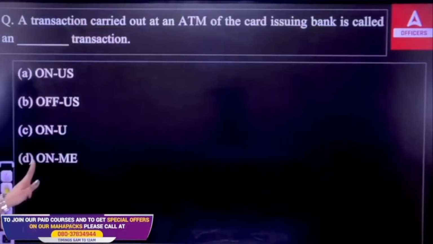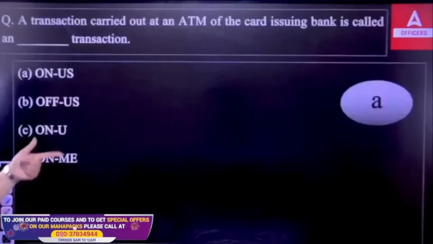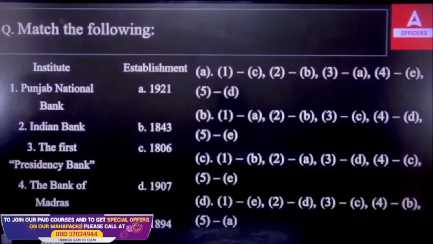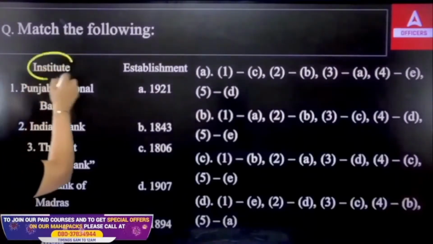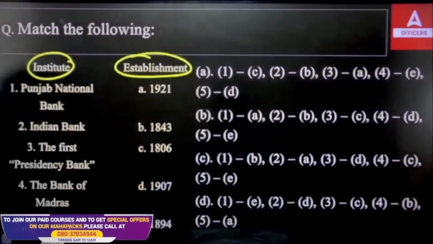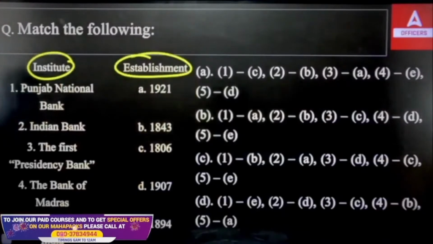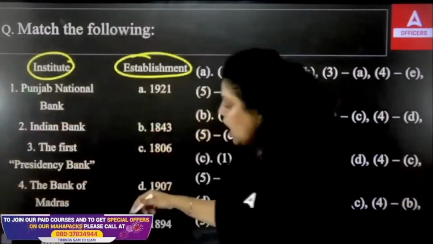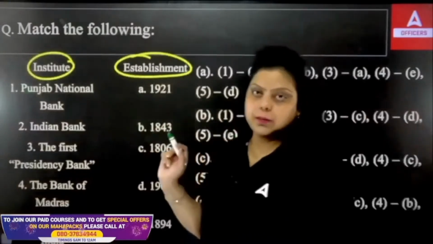Okay, so the right answer is A. Next question. Match the following. We have the institute here, we have the establishment of the institute, and we have to match them. First, let's see, out of these five, which bank establishment do you know?